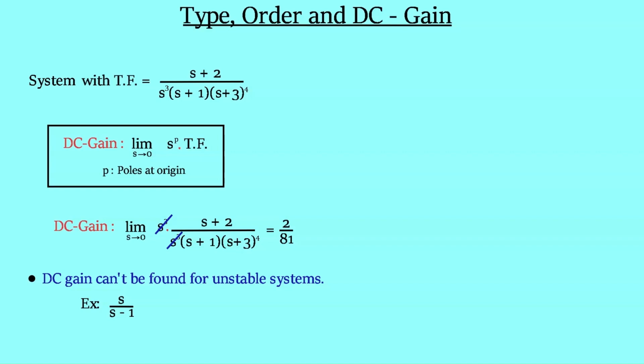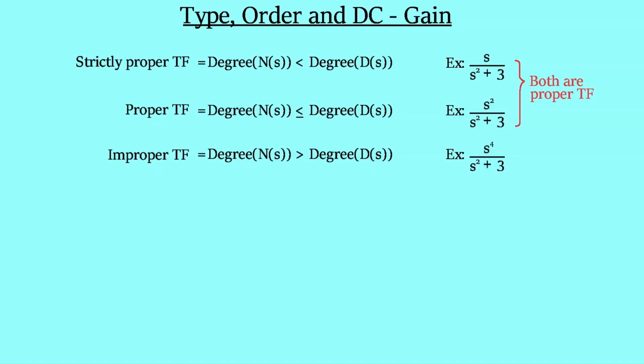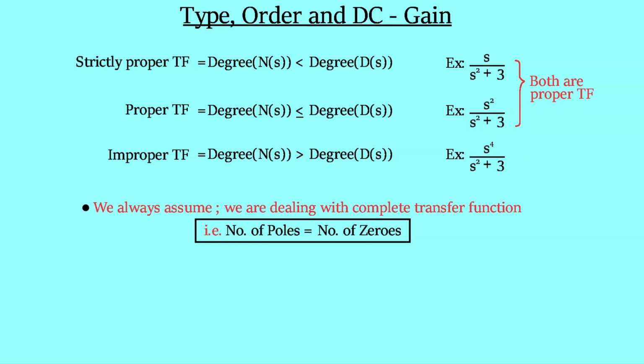There is one more important point. In control systems, we can have 3 different types of transfer function: strictly proper transfer function, proper transfer function, and improper transfer function. These classifications are fine theoretically, but when we deal with control systems practically, we always assume that we are dealing with complete transfer functions only. Complete transfer functions are the transfer functions where the number of poles are exactly equal to the number of zeros.